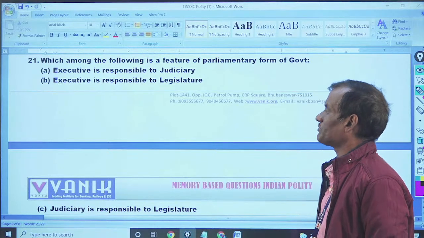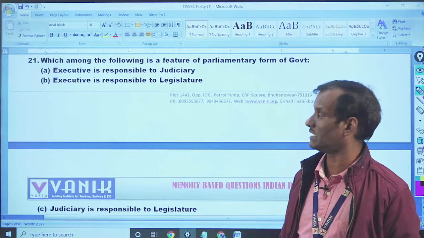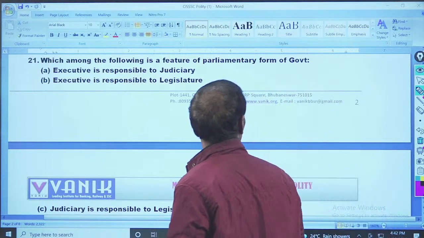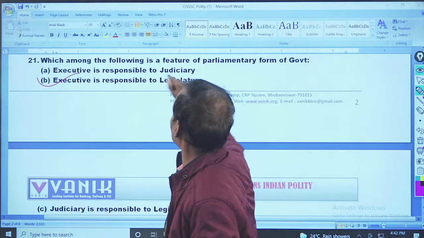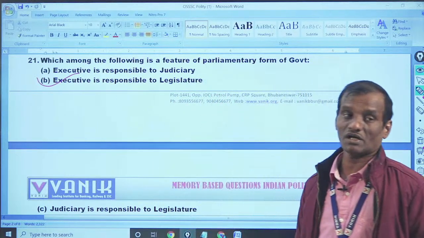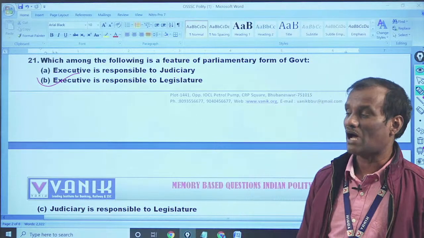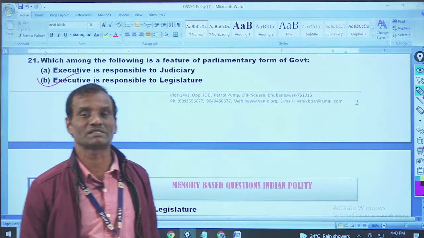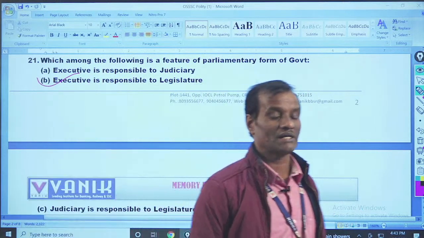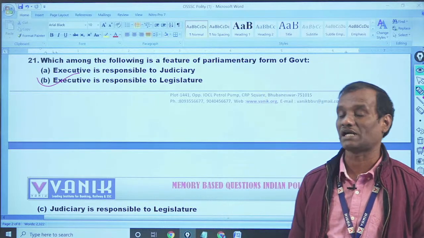Executive is responsible to judiciary? No, executive is responsible to legislature. Here responsibility means the executive has membership in the legislature. The executive that we call Prime Minister and Council of Ministers are invariably the members of parliament. The Prime Minister is nothing but an MP and elected from a particular electoral constituency inside India.